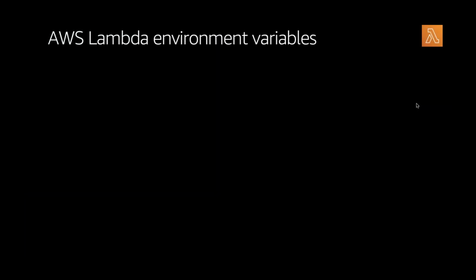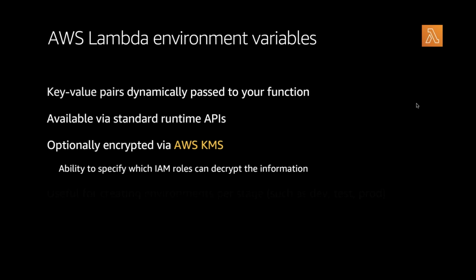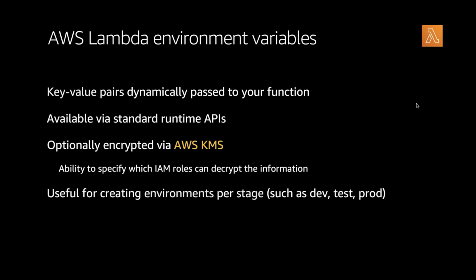Let me tell you a few different ways you can achieve this, depending on what kind of configuration you're trying to store and not hard code. So the first tool at our disposal is what we call Lambda environment variables. This is very intuitive if you're familiar with environment variables in any programming language or in a console CLI environment. These are key value pairs. They can be optionally encrypted via KMS, our Key Management Service. They are available to your code using the standard runtime API of whatever language you're using.